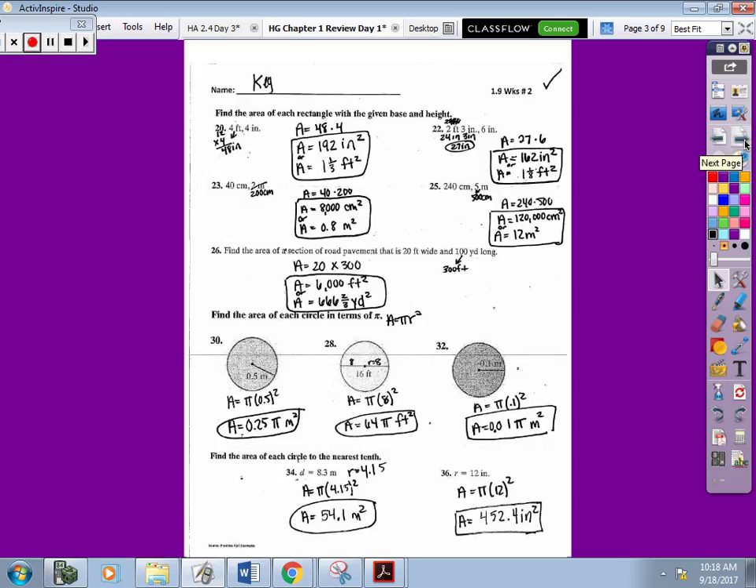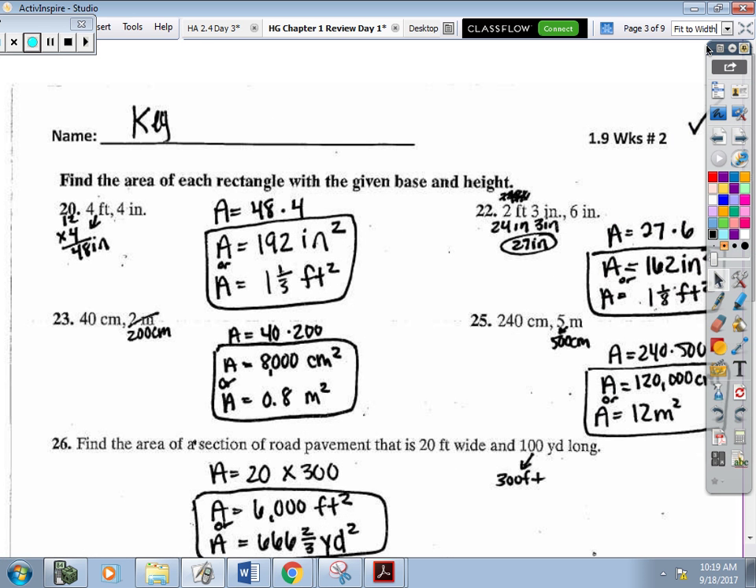Now you're going to see that I have 2 answers for each problem at the top, because depending on if you converted inches to feet or if you converted feet to inches, there's 2 possible answers. You only need one of them. So we should have either 192 square inches or 1 1/3 square feet. If you have 16, you are wrong. You cannot multiply 4 feet times 4 inches. Length times width. You have to have common units.